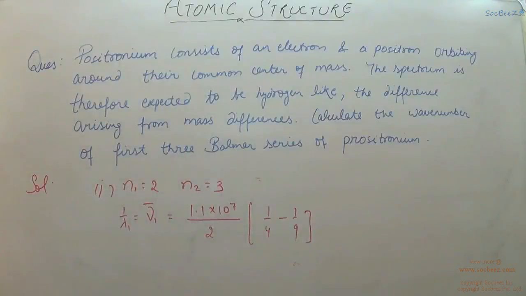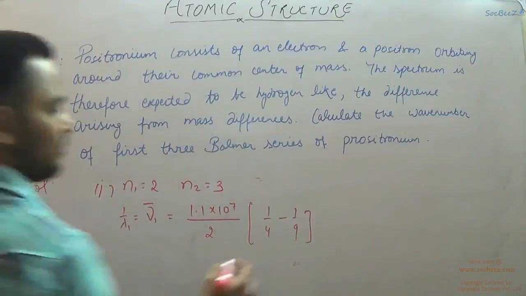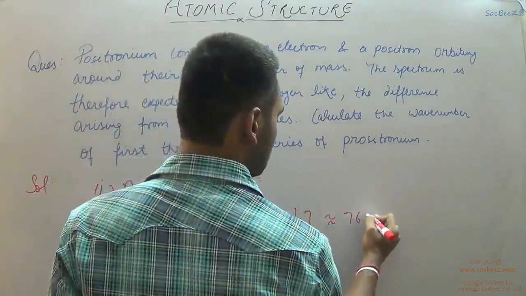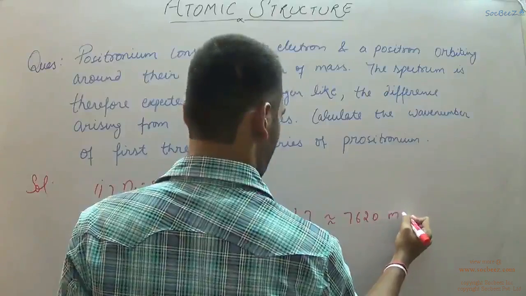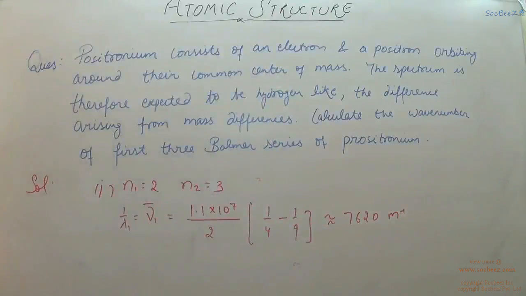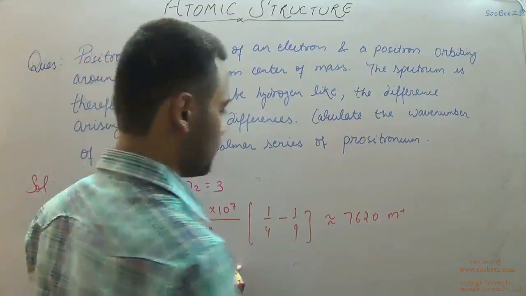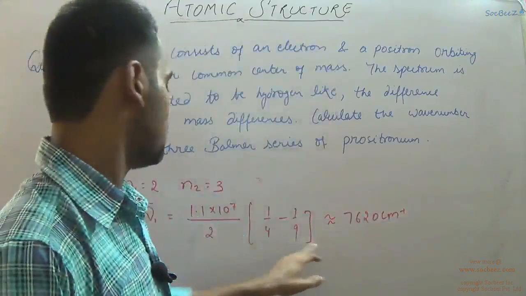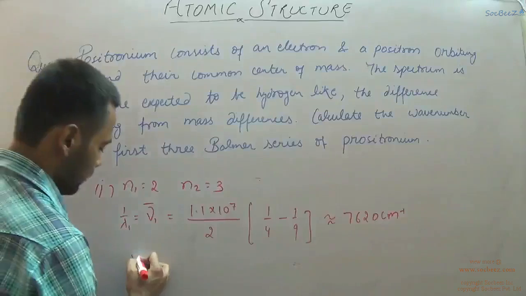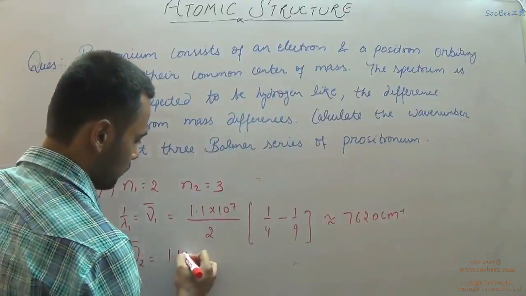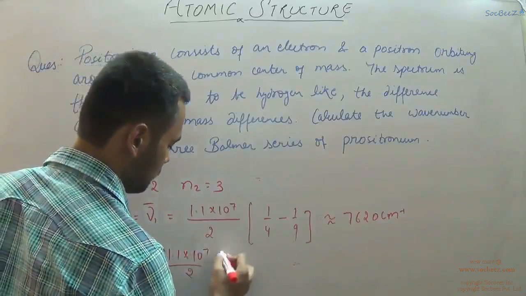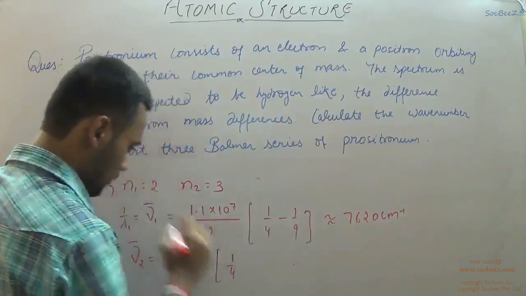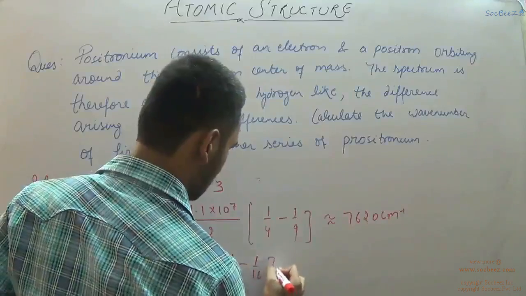Okay, so if we solve it further, then the value comes out to be almost equal to 7620 per meter. Okay, it comes out to be 7620 per centimeter. This is per centimeter. Okay, so this is for the first line, and for the second line, this is 1.1 into 10 raised to the power 7 upon 2, into 1 upon 4 minus 1 upon 16.